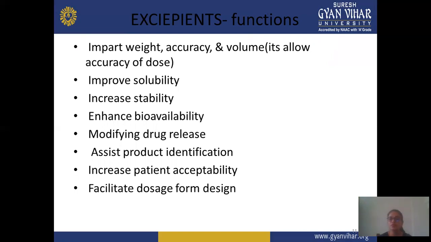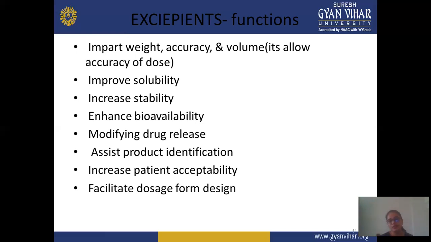Next is improve solubility. If you are using certain excipients that enhance or improve the solubility, in this condition the solubility of the particular compound also improves. Next is increase stability. For enhancing or improving stability, you can use these excipients. Next is modifying drug release. You can also modify a formulation or drug release process with the help of some excipients.